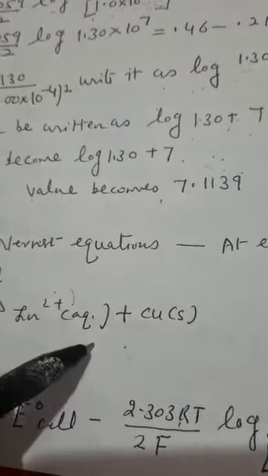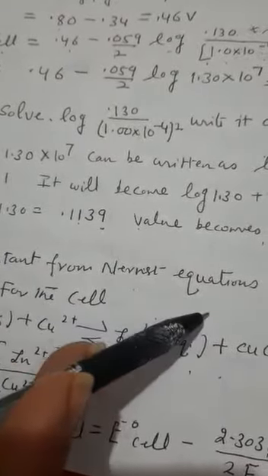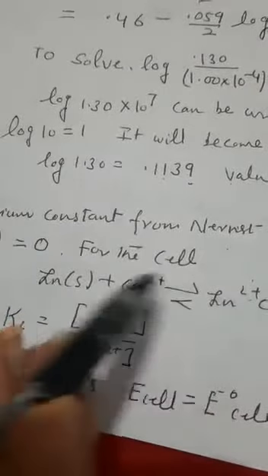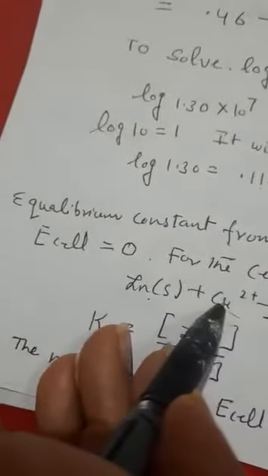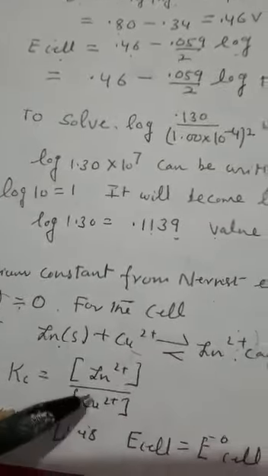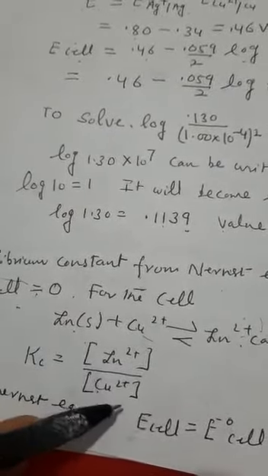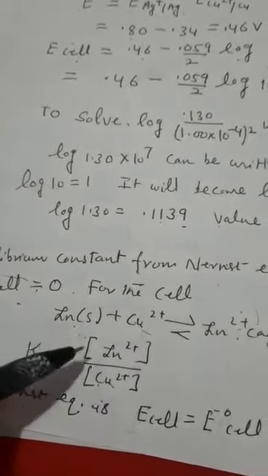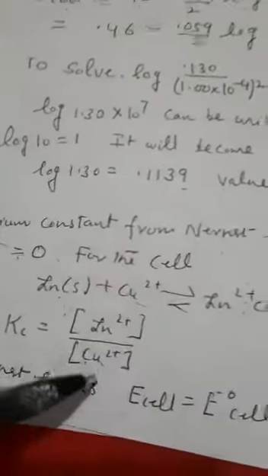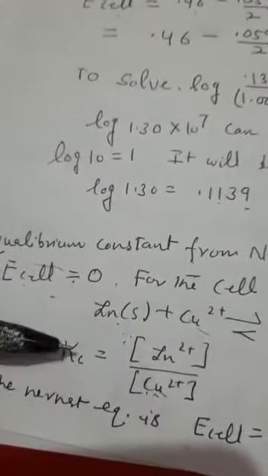Now we can calculate the equilibrium constant from the Nernst equation. Suppose there is a redox reaction: zinc solid plus copper ion is in equilibrium with zinc ion plus copper. All of you know the E cell becomes 0 at equilibrium, and the concentration of zinc ion divided by concentration of copper ion, that is concentration of product divided by concentration of reactant, is equal to K, and K is known by the name of equilibrium constant.